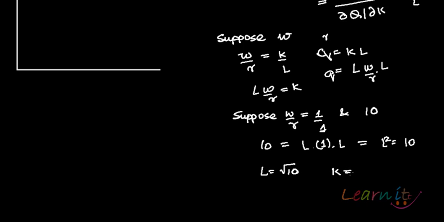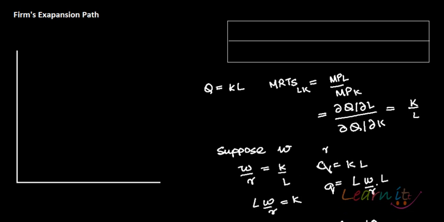What is K equal to then? W by R into L, which is 1 into root of 10, which is again root of 10. So K is also equal to root of 10. So when you want to produce Q equal to 10, and your input prices are the same, that is 1, 1, your cost minimizing input choices are root 10. So this is what you have got.